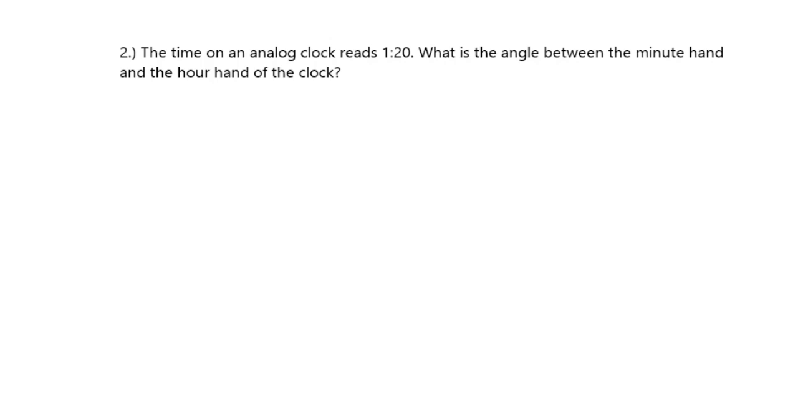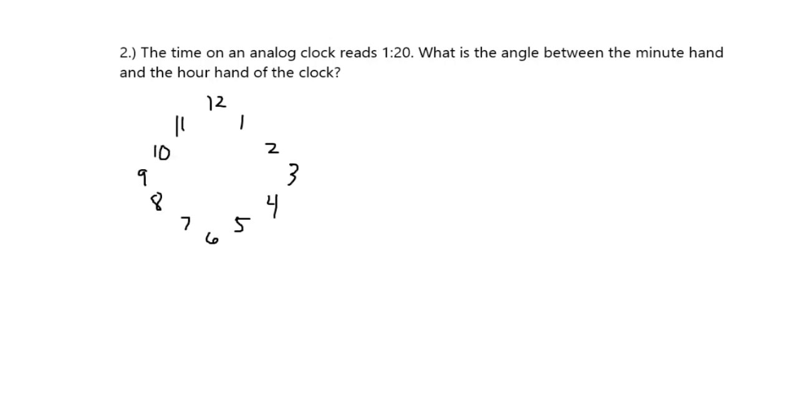There you go. Now let's move on to our second problem. The time on an analog clock reads 1:20. What is the angle between the minute hand and the hour hand of the clock? So let me just draw our clock.